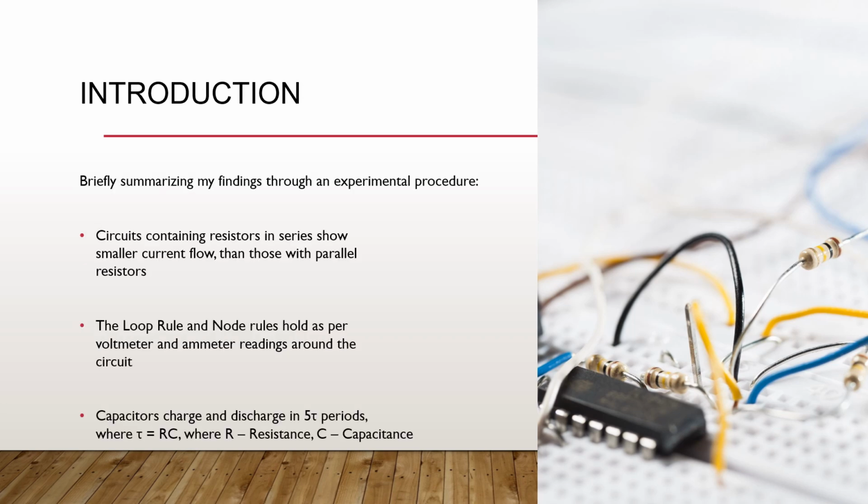The findings of this lab are that the circuits containing resistors in series show smaller current flow than those with parallel. The loop rule and node rule hold as per voltmeter and ammeter readings, and capacitors charge and discharge in 5 tau periods where tau is the resistance times the capacitance.